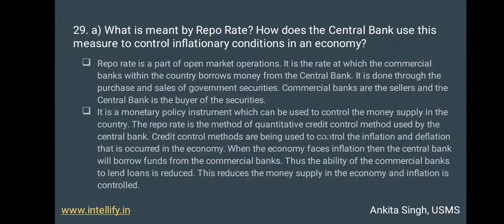Second, it is a monetary policy instrument which can be used to control the money supply in the country. The repo rate is a quantitative credit control method used by the central bank. Credit control methods are used to control the inflation and deflation that occur in the economy. When the economy faces inflation, then the central bank will borrow funds from the commercial banks. Thus, the ability of commercial banks to lend loans is reduced. This reduces the money supply in the economy and the inflation is controlled.